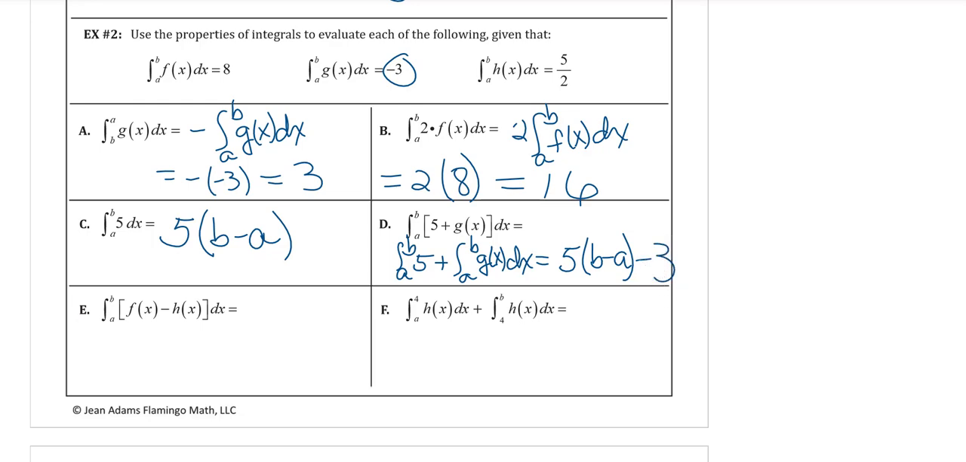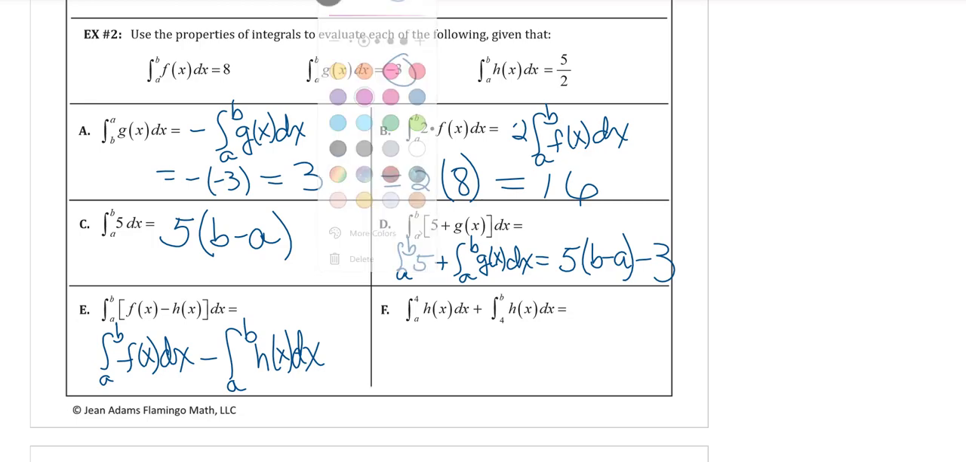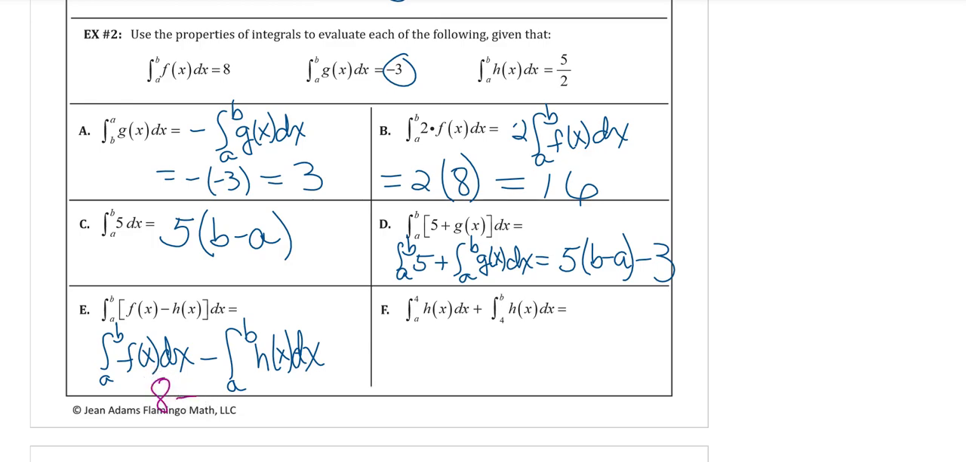And then the next one, we're subtracting two functions. So we can separate those into separate integrations. Separating f of x, make sure that each of them has their own dx when you separate them. That variable of integration is super important. So we are going to have then f of x is 8 minus h of x is 5 over 2. So that's going to give me 16 over 2 minus 5 over 2, which is going to give me 11 over 2.